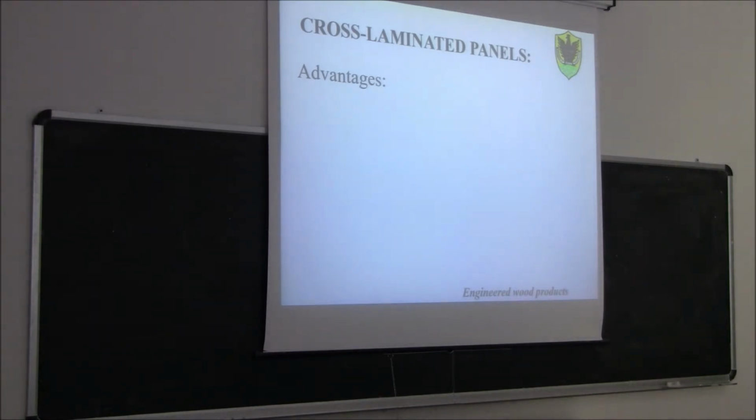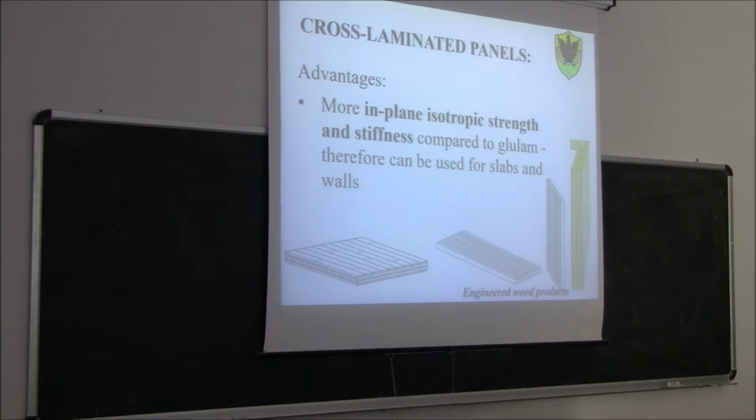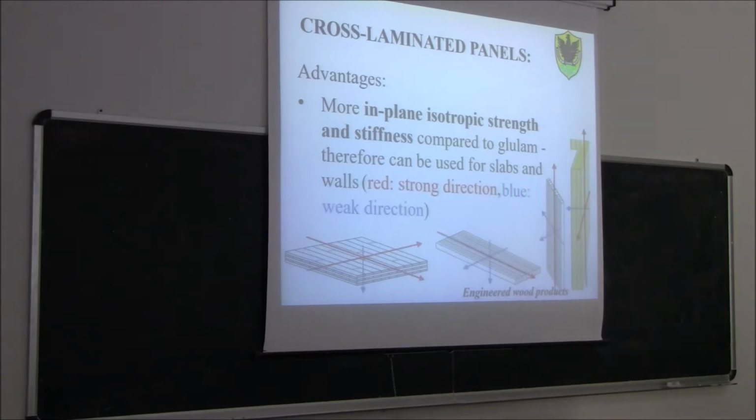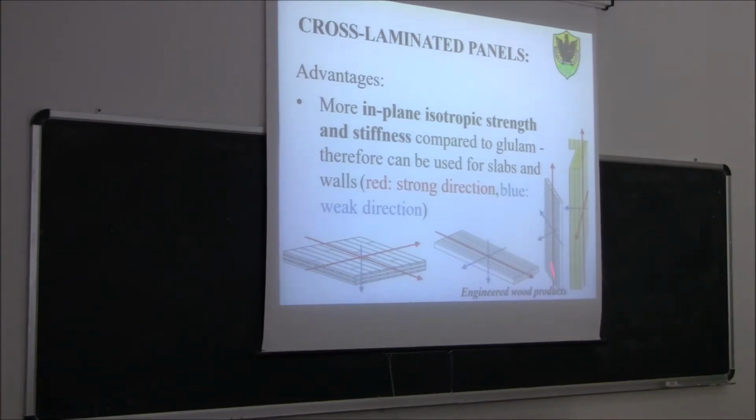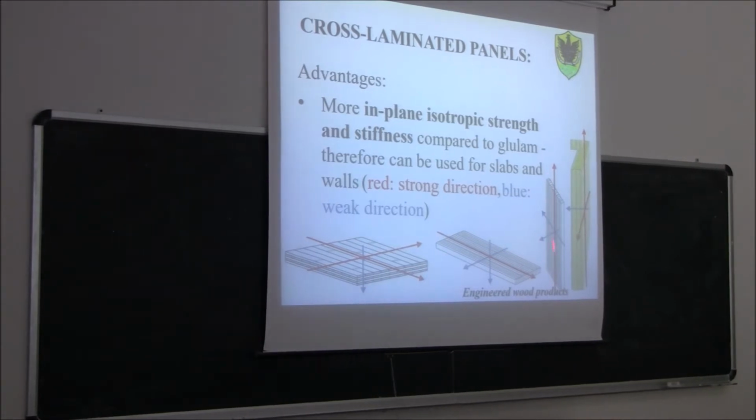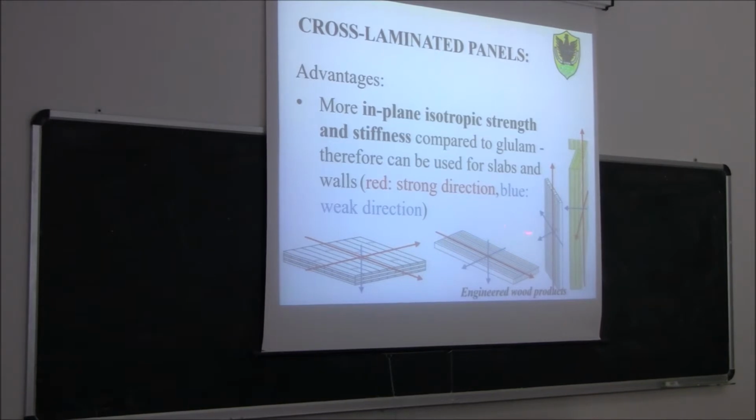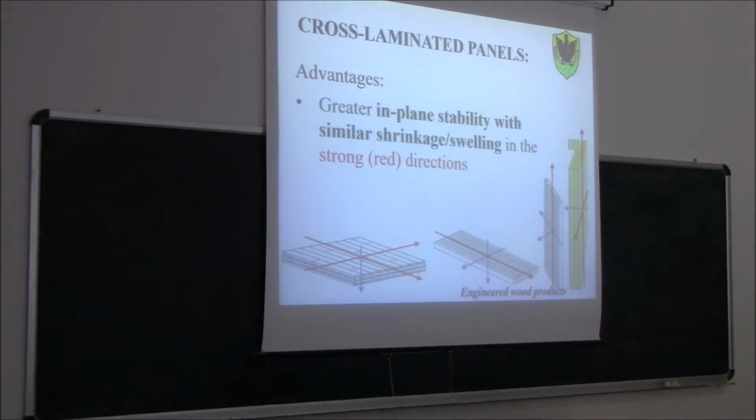So, advantages. Remember, just now repeating what we said last time. First of all, we have a panel which is more isotropic compared to glue-lam. So, more isotropic in plane. So, in plane we have similar properties in both directions, as opposed to glue-laminated timber, where we have a good property in one direction and, let's say, a bit worse property, but actually much worse in the other two directions.